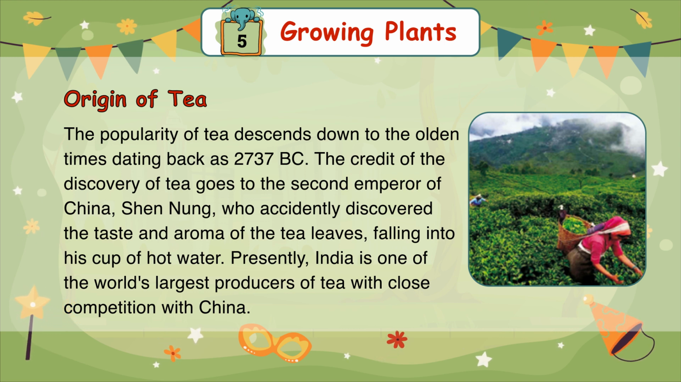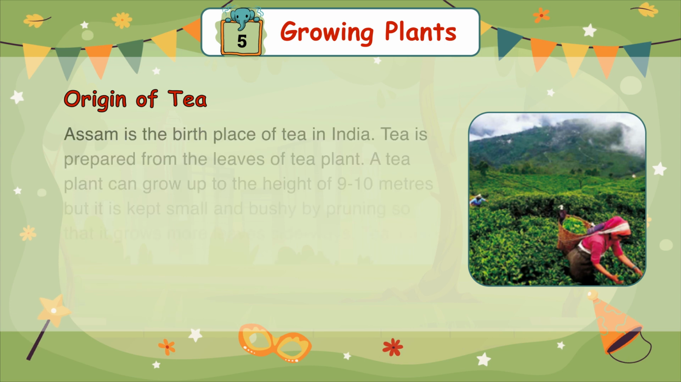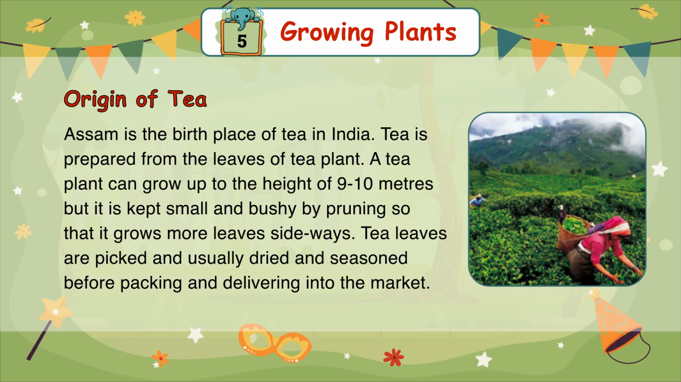Presently, India is one of the world's largest producers of tea, with close competition with China. Assam is the birthplace of tea in India. Tea is prepared from the leaves of the tea plant. A tea plant can grow up to the height of 9 to 10 meters, but it is kept small and bushy by pruning so that it grows more leaves sideways. Tea leaves are picked and usually dried and seasoned before packing and delivering into the market.